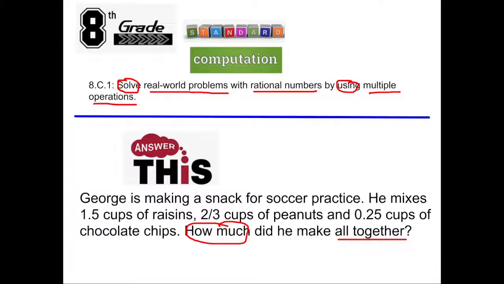Good morning, 8th grade. Today's iLearn standard is over computation, standard 8C1, solve real-world problems with rational numbers by using multiple operations. Today's question: George is making a snack for soccer practice. He mixes 1.5 cups of raisins, 2/3 cups of peanuts, and 25 hundredths, or 0.25, cups of chocolate chips. How much did he make all together?